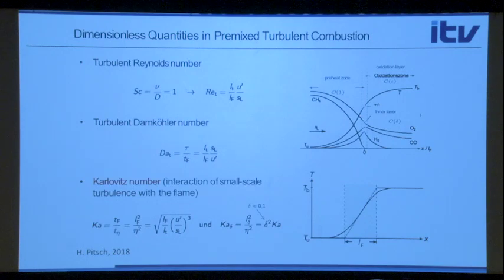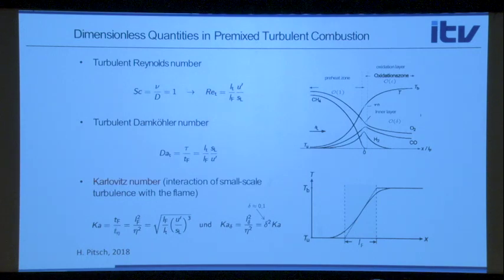Some of the dimensionless quantities that are used in premix turbulent combustion include the turbulent Reynolds number, which is based on the RMS velocity and the integral scale, and the Schmidt number, which is of the order of unity for most of the gases that we consider. The turbulent Damkohler number is a measure of the ratio of the large scale, integral scale, turbulence timescales to the laminar flame timescales. And the Karlovitz number then measures the interaction of the small scale turbulence, the ratio of the flame time to the Kolmogorov time scale. So Damkohler is a measure of the interaction of the large scales with respect to the flame time, and Karlovitz is a measure of the small scale interaction between the turbulence and the flame.